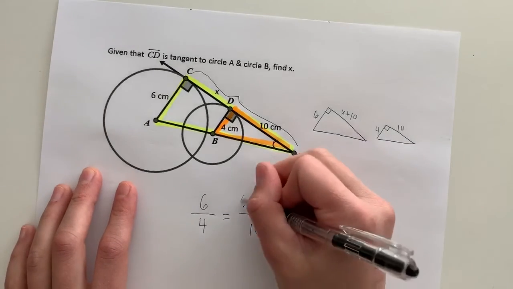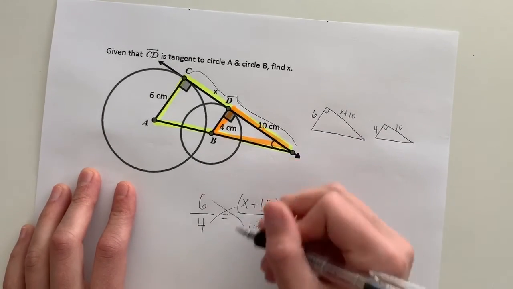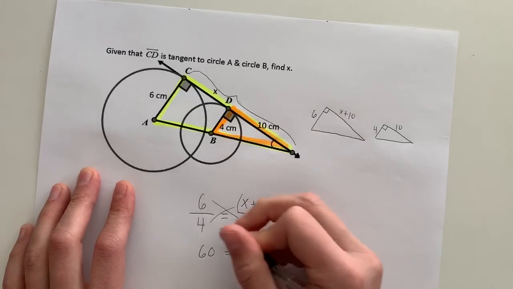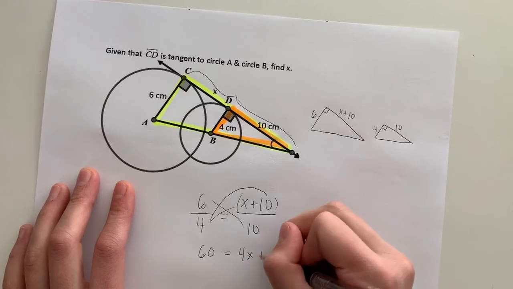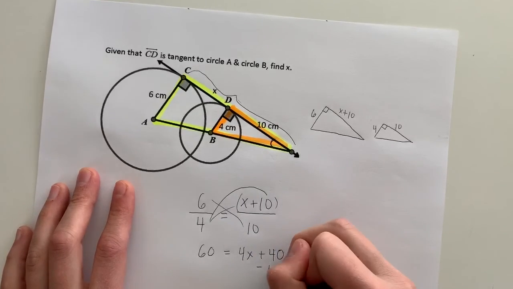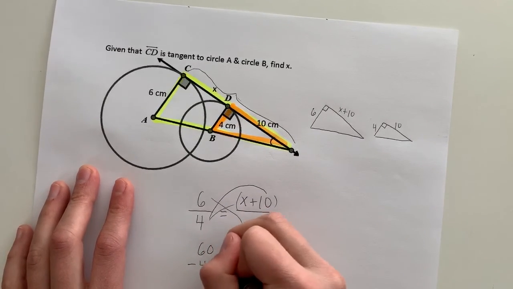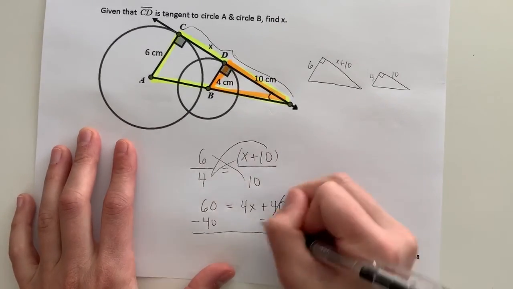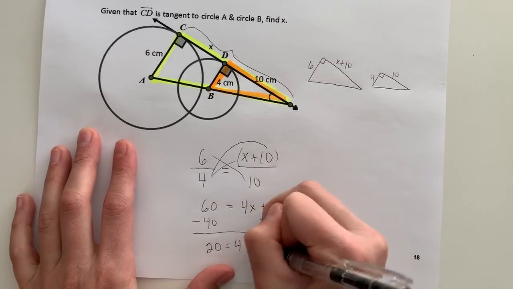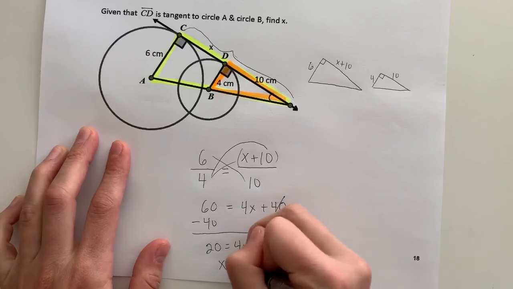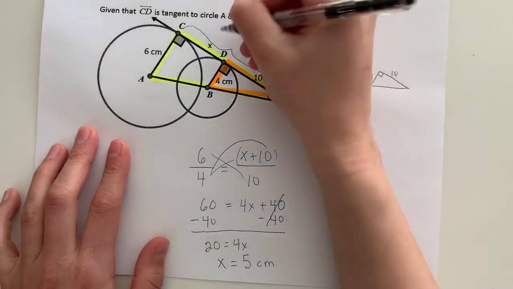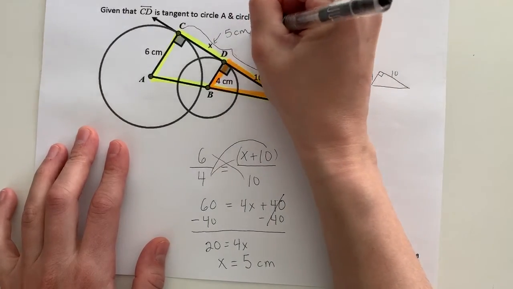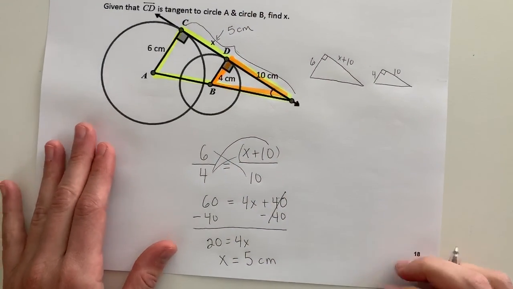Now I can do some cross multiplying. I've got 60 equals 4x, don't forget to distribute that 4, plus 40. I'm going to subtract that 40 from both sides. 4x equals 20. So x is 5 centimeters. This guy here ends up being 5 centimeters.